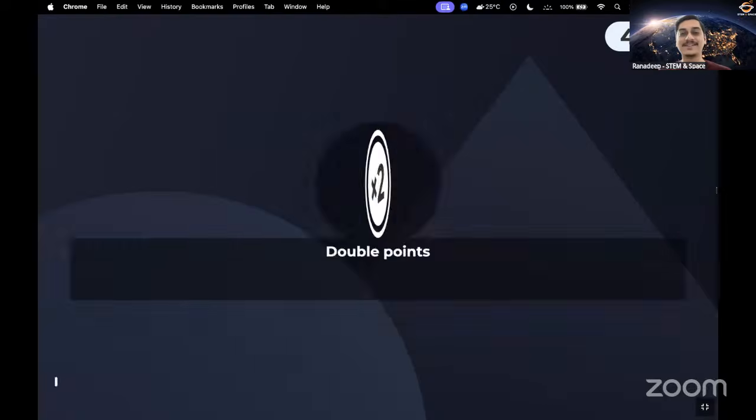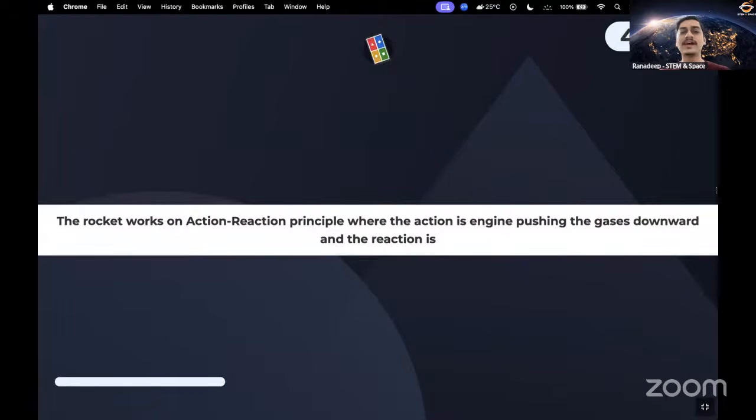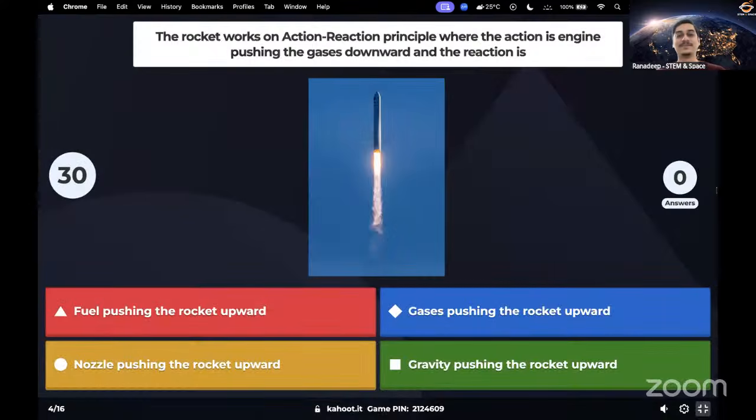For double points this time, the rocket works on the action reaction principle, where the action is the engine pushing the gases downward and the reaction is.